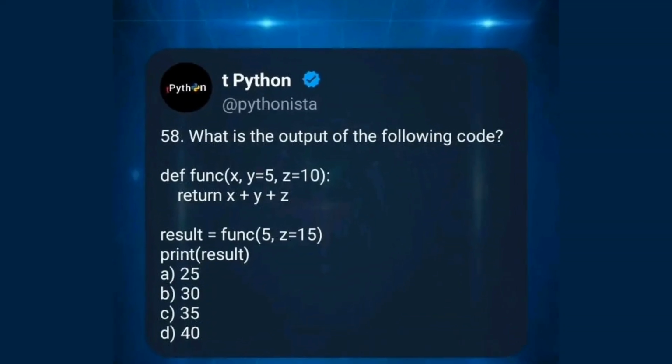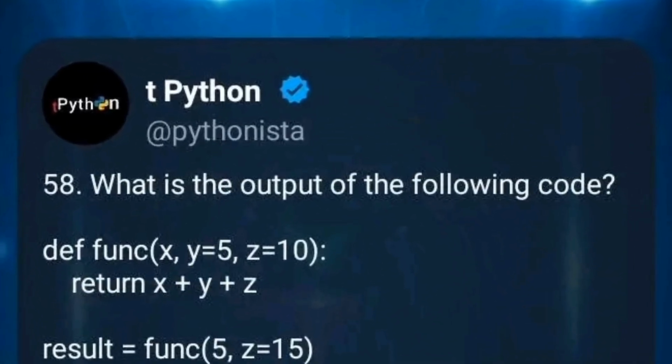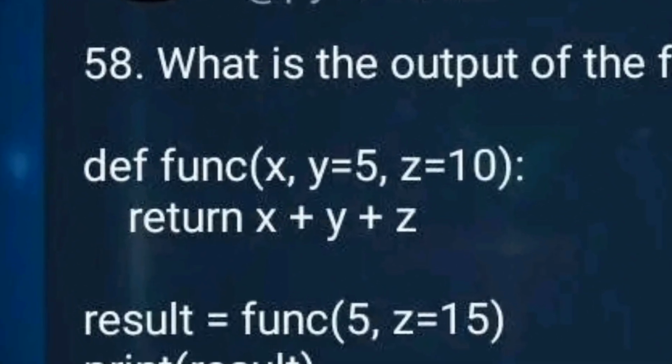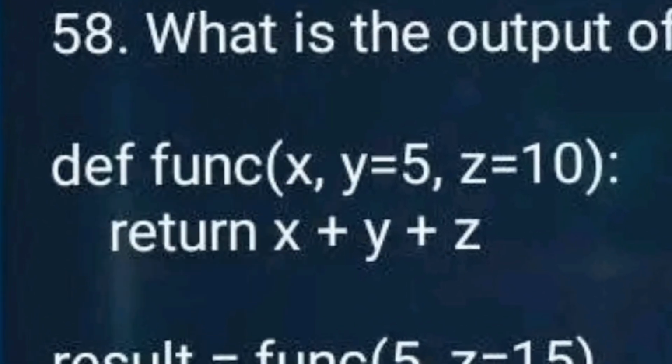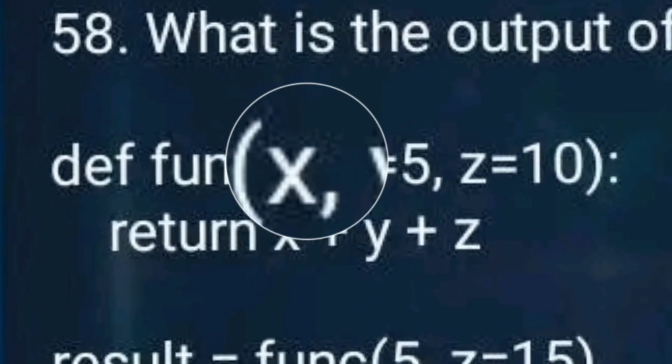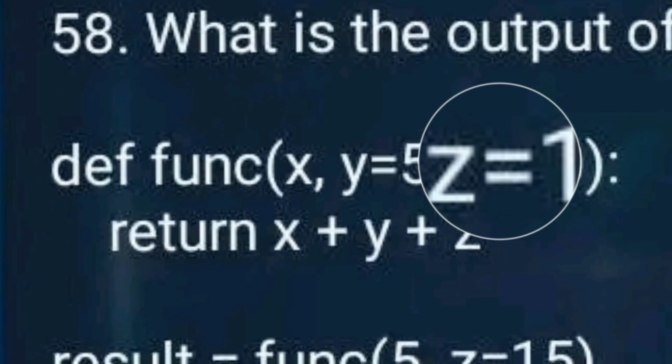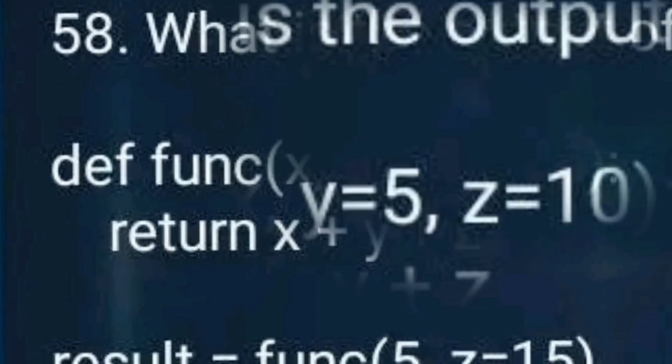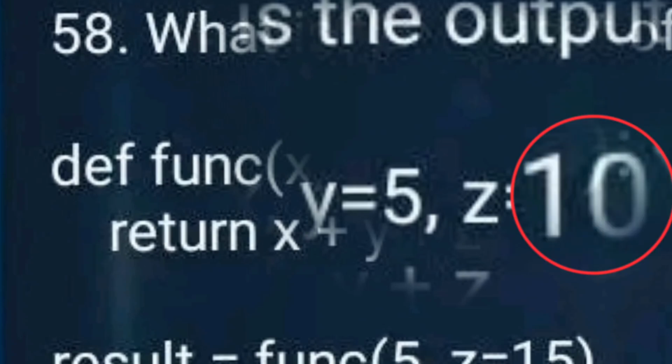The question says, what is the output of the following code? It started with a definition of a function named func. The function has three parameters, x, y, and z. The parameters y and z each have a default value. The default value of y is 5 and that of z is 10.